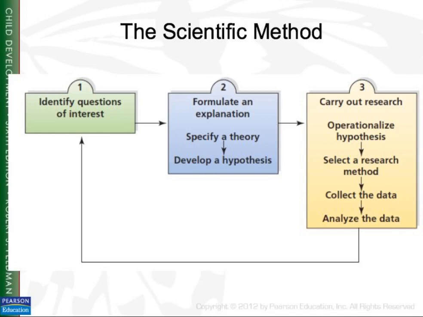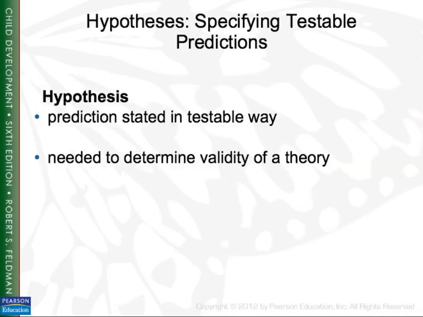The first step is to identify a question. What is it I want to find out? Then we want to come up with an explanation. You come up with a theory, you develop a hypothesis, then you carry out the research, and after you select your research method, collect your data, and analyze your data. And we'll talk about those different research methods.